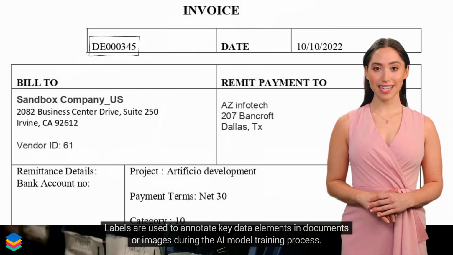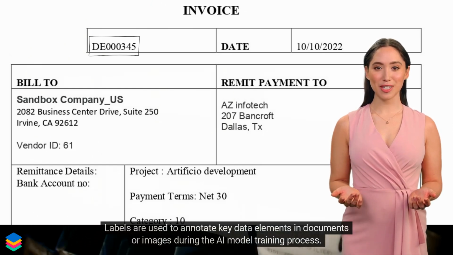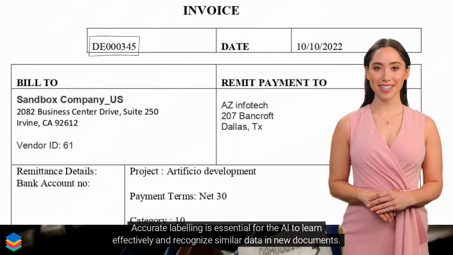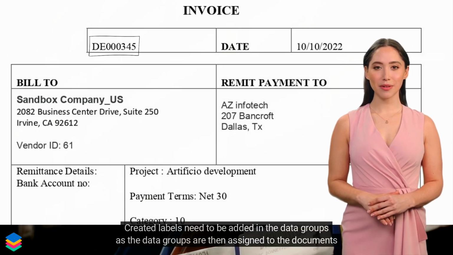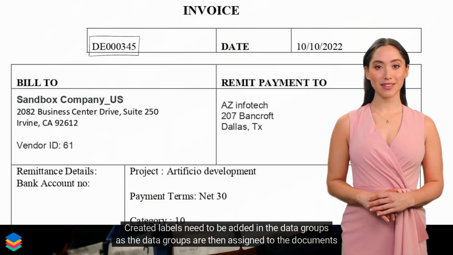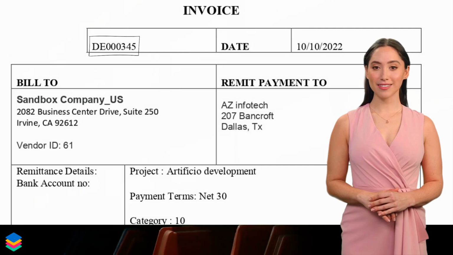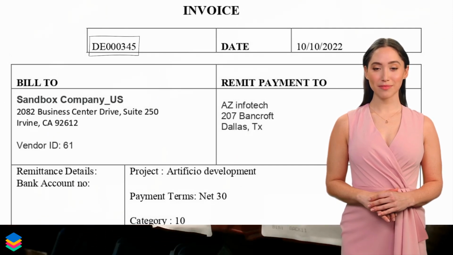Labels are used to annotate key data elements in documents or images during the AI model training process. Accurate labeling is essential for the AI to learn effectively and recognize similar data in new documents. Created labels need to be added in the data groups, as the data groups are then assigned to the documents for model training. Look at the supplementary videos for more details about the labels.